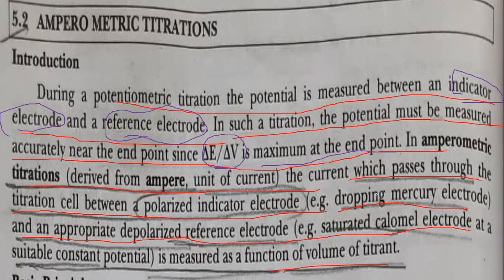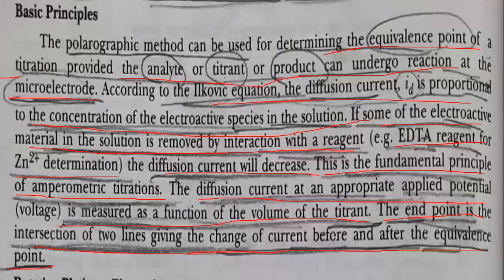In amperometric titration, the current which passes through the titration cell between a polarizable indicator electrode, that is the dropping mercury electrode, and a non-polarizable reference electrode, that is the saturated calomel electrode, is measured as a function of the volume of titrant added. So, what is the basic principle?